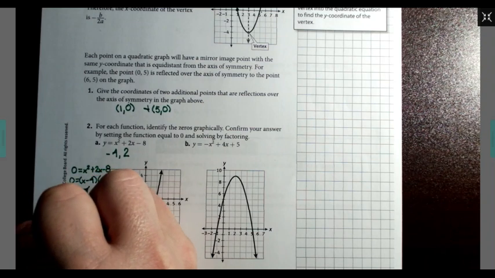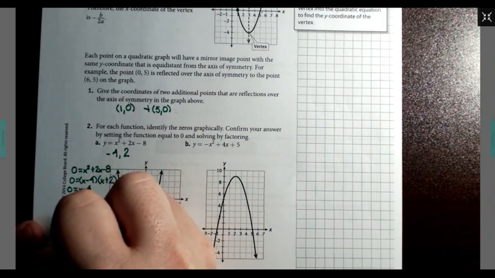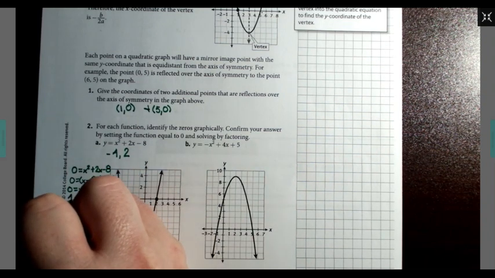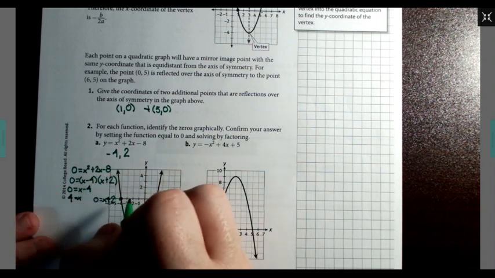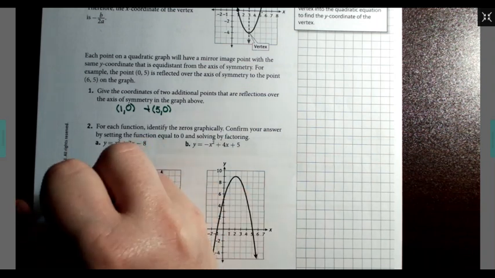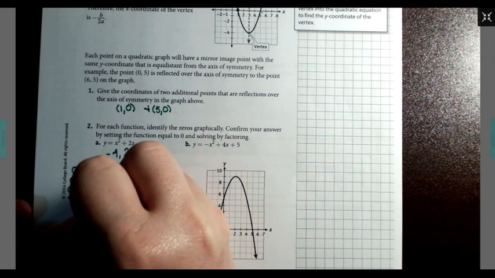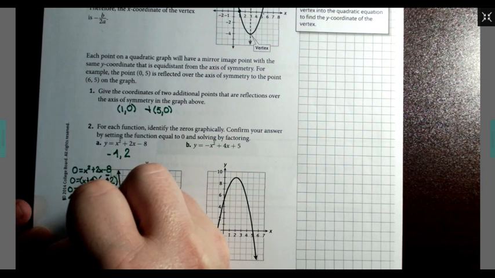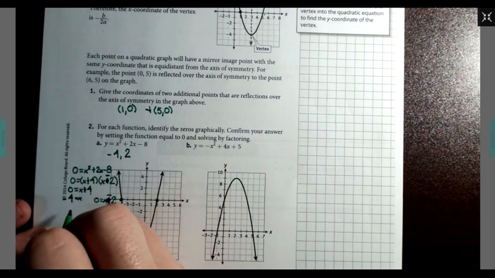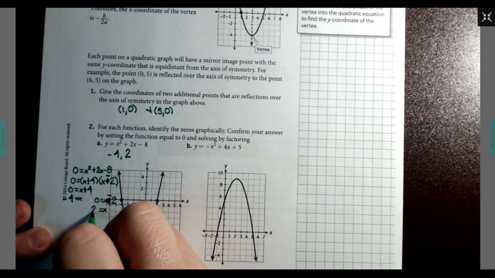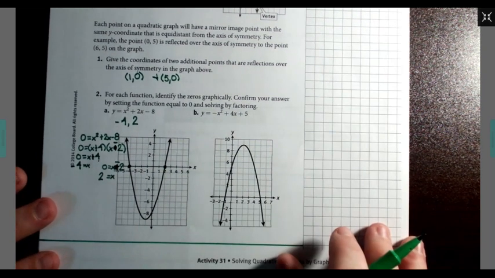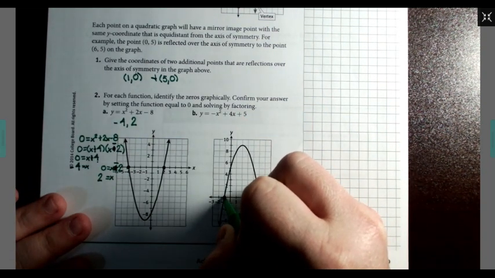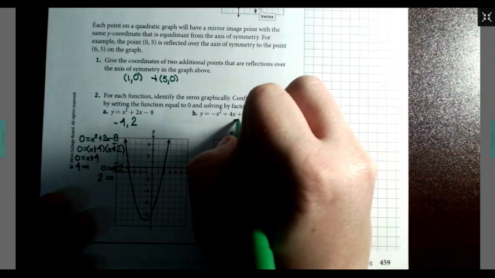So now we set each one equal to 0 and solve for x. We would add 4 here. Oops, I'm sorry. This should have been a positive 4. This should have been a negative 2. So we would have subtracted 4 here, and we would have added 2 here. That was my fault. Let's take a look at this one graphically. Graphically, I can identify negative 1 and positive 5.